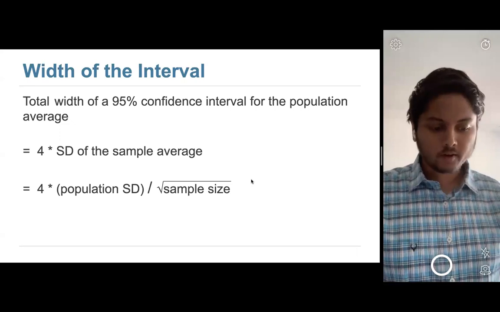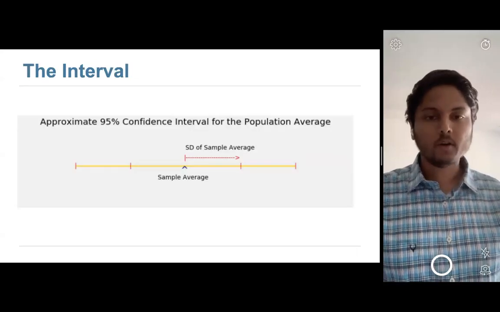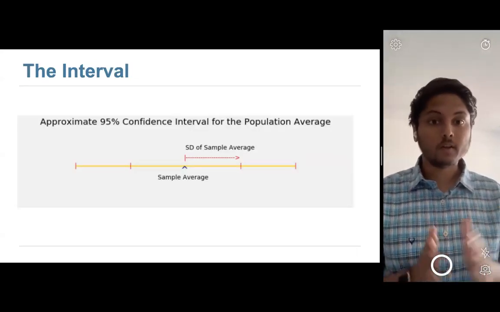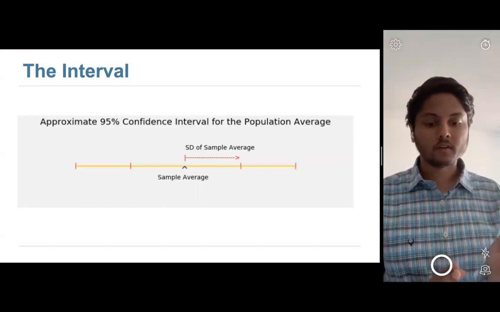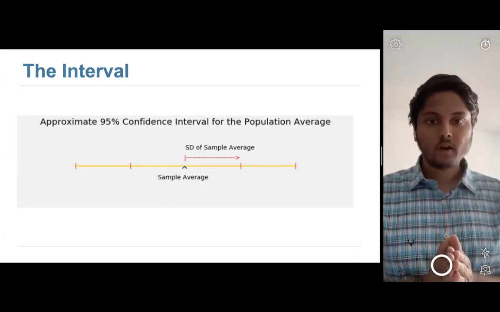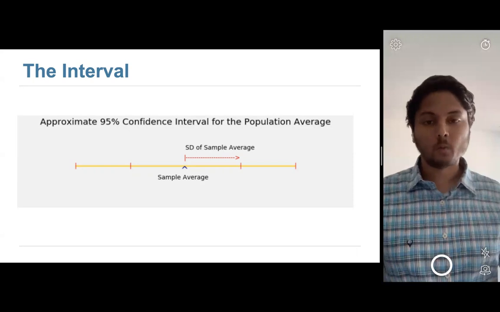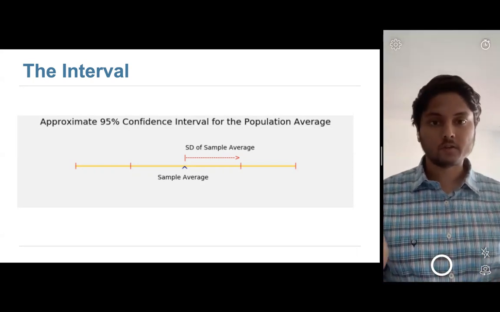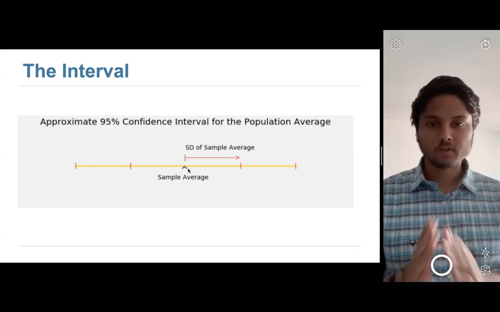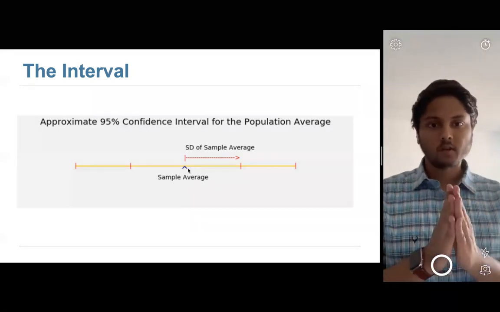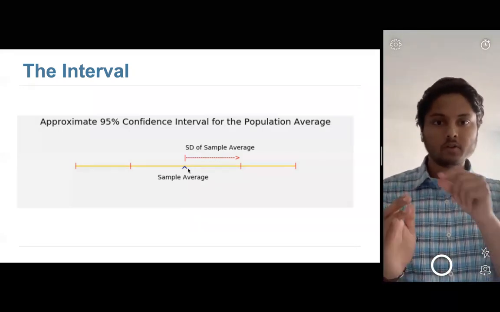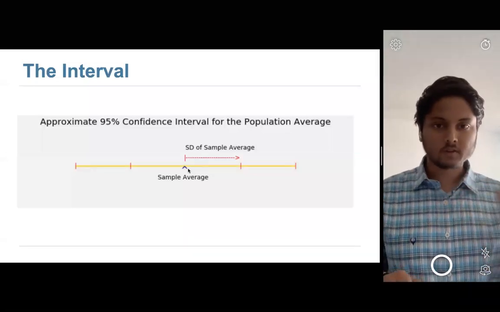And then how did we get 4 SDs? Because we know that 95% of the data is within 2 SDs on either side of the average. And we just want to know what's the width of this interval. So the width of the interval is just going to be 4 times it because we have 4 SDs here, essentially. So you have the sample average, 2 to the right, 2 to the left. That means the length of this entire thing should be 4 SDs: 2 SDs on the right, 2 SDs on the left.